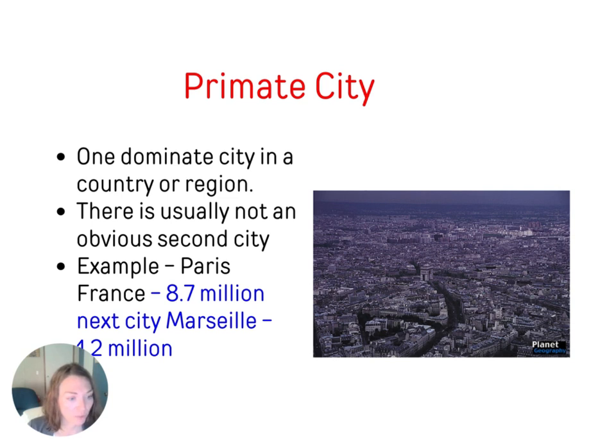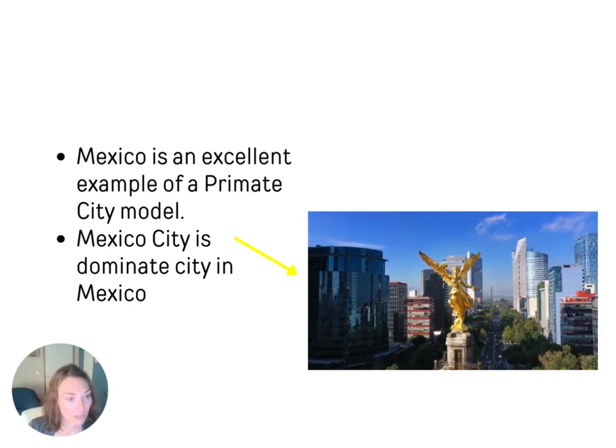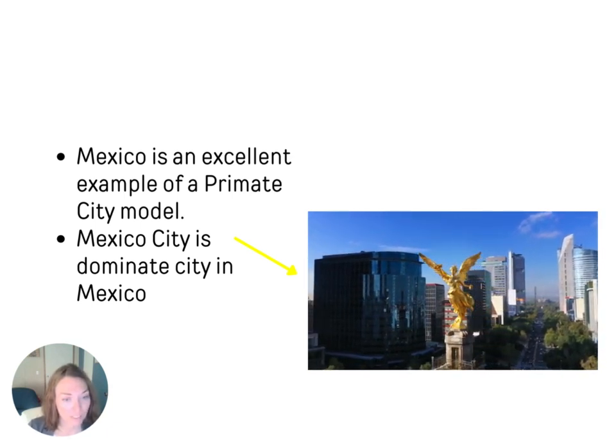Another rule that can be applied is the primate city. And this is going to be just one huge city that's disproportionately really big compared to all the other cities. So there's not an obvious second, and the first is way bigger than the second. A couple examples, Paris, France, almost 9 million people, and then the next largest city, only 1.2 million. Mexico City is an excellent example of a primate city model.